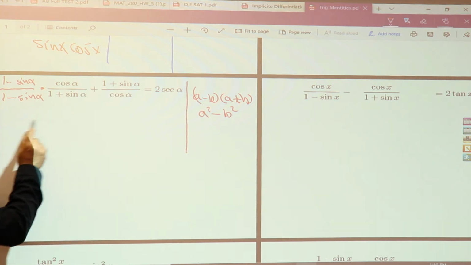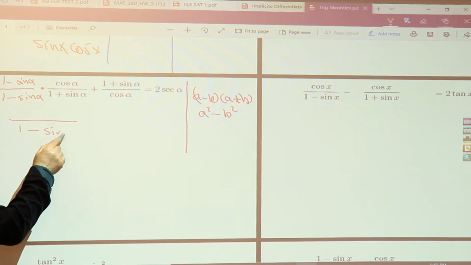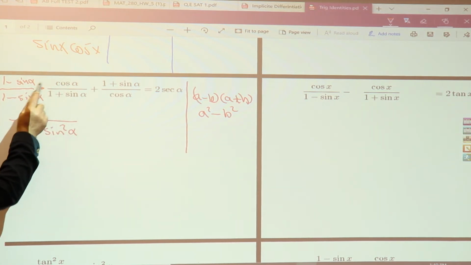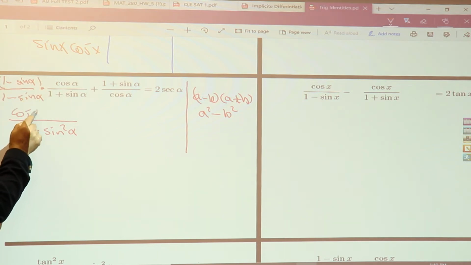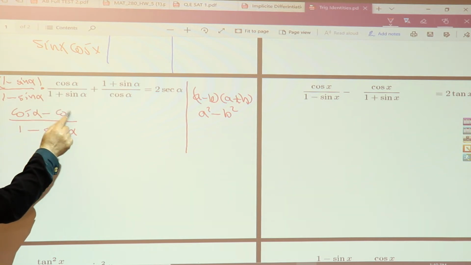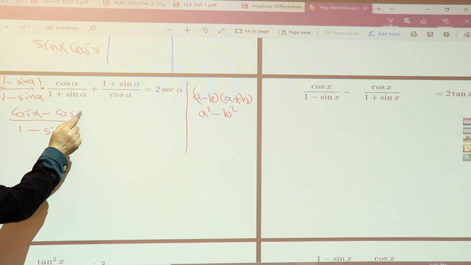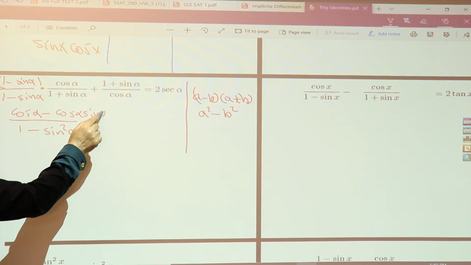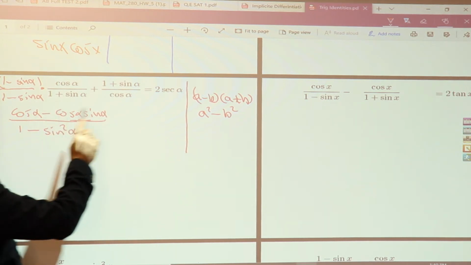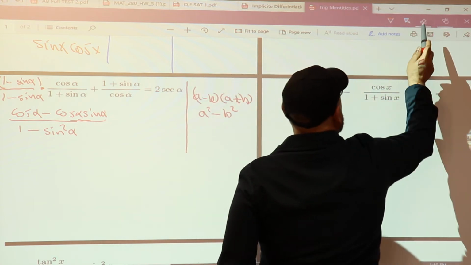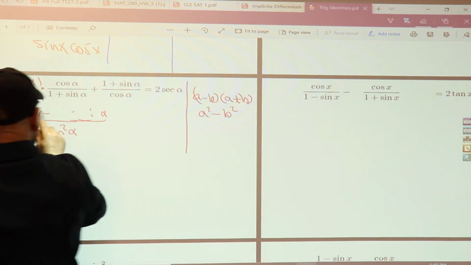That will be 1 minus sine square alpha, and you multiply the numerator. Cosine alpha minus cosine alpha sine alpha. Or I can leave cosine alpha. I'm going to take this one because I can tell there's something here. Go.